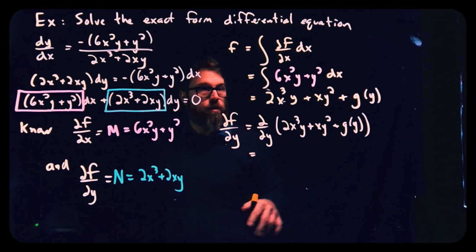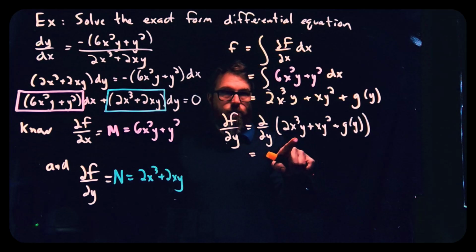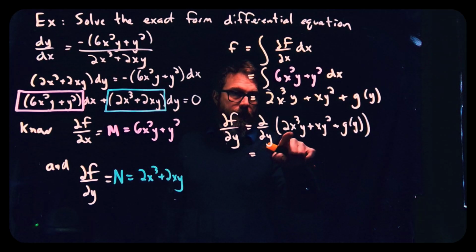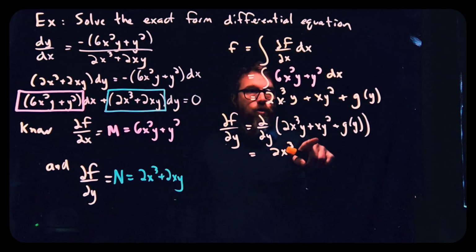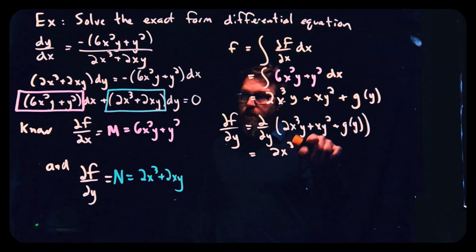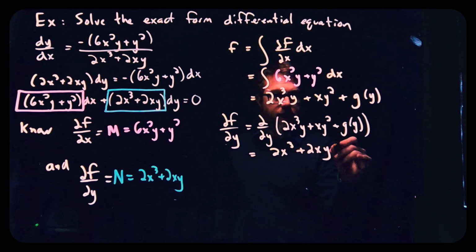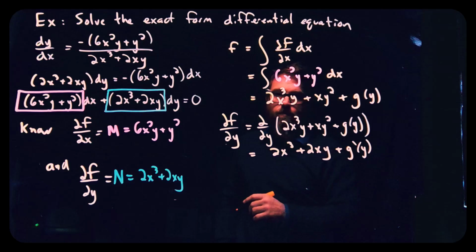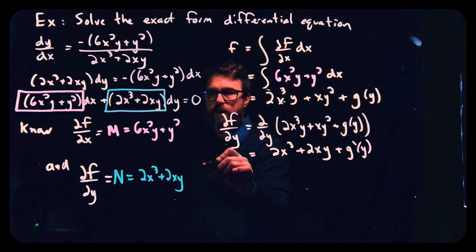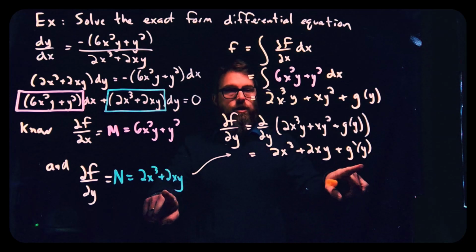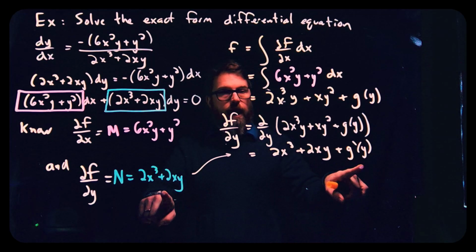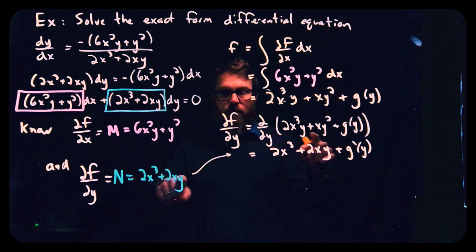So this is going to be equal to, well, the derivative with respect to y. X is a constant, so 2x cubed is a constant, so this is going to be 2x cubed. And the derivative with respect to y of this thing is going to be equal to plus 2xy. And the derivative of this thing is going to be equal to g prime of y. Now remember, these two things right here should be equal. So for these things to match, it means that g prime of y would have to be equal to 0.